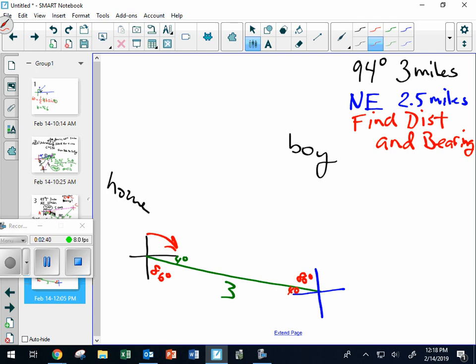Next, I'm heading northeast. And that's 45 and 45. And that is a distance of 2.5. Compass rosing again.